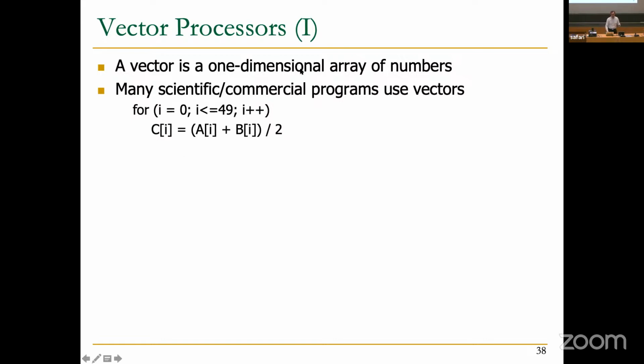So what is a vector? A vector is really a one-dimensional array of numbers. This is a math definition. And clearly many scientific and commercial programs use vectors. There are many of them. That's why people have developed SIMD extensions that we're going to talk about at the end of this particular lecture.